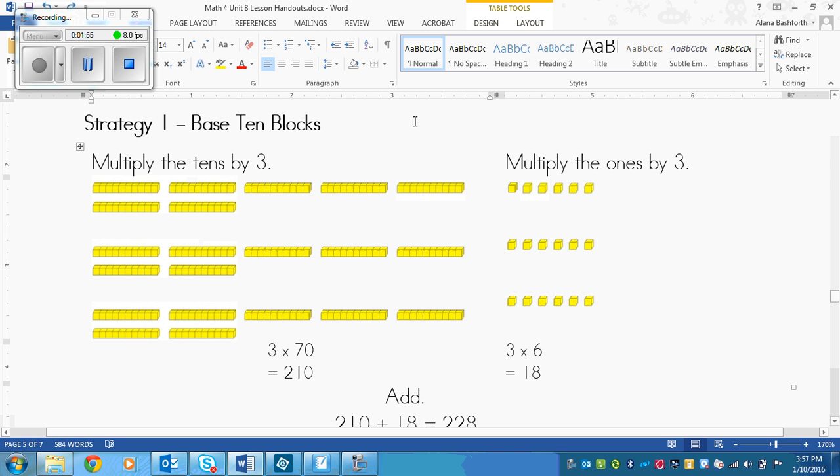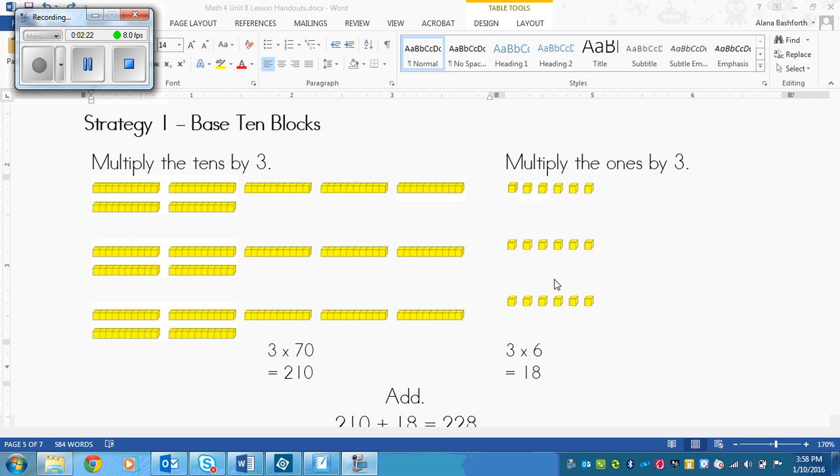After I draw out my base 10 blocks along with my 1s, I will right below say that there's 3 times, because it's 1, 2, 3, and there's 70 in each of these. So 3 times 70. I can look at this as 3 times 7, which is 21, and then I place that 0 right after my answer.